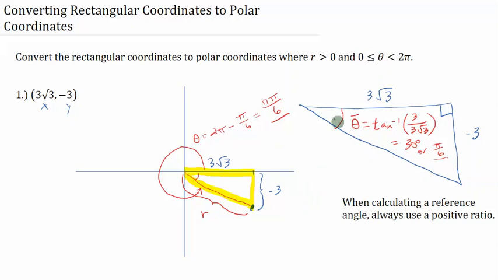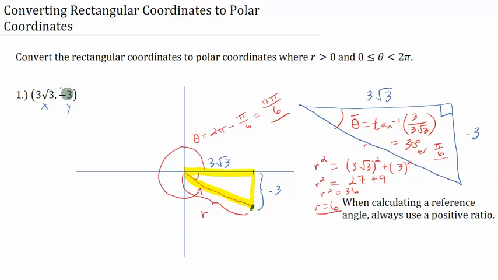Now we need our r, and r is the hypotenuse of this triangle. Well, that's pretty simple because r can be calculated using the Pythagorean theorem. So r squared equals (3 square roots of 3) squared plus 3 squared. So r squared equals, let's see, 9 times 3 is 27, plus 3 squared is 9. So r squared is 36, meaning that r, take the square root, is 6.